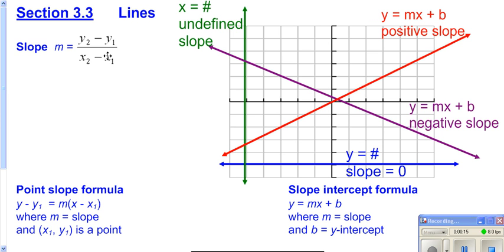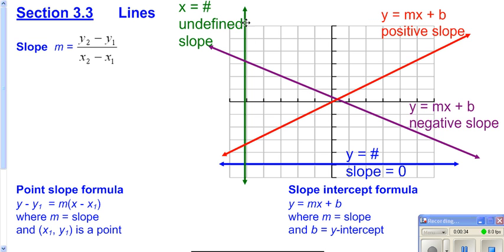Now, if you're dealing with a horizontal line, like this one here in blue, it would always be in the form of y equaling some number. And since it's horizontal, it has no rise, doesn't go up and down. So therefore, it would be 0 over a number, so your slope is 0.